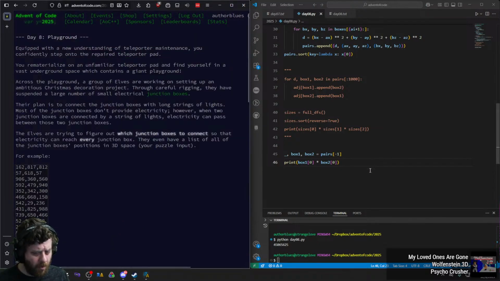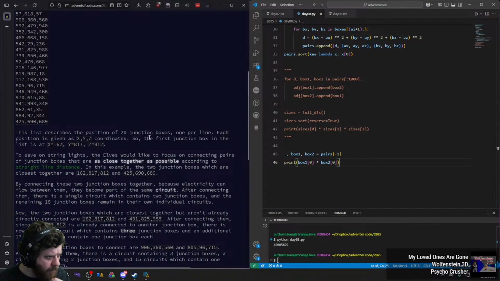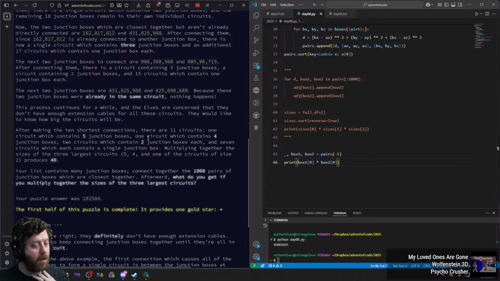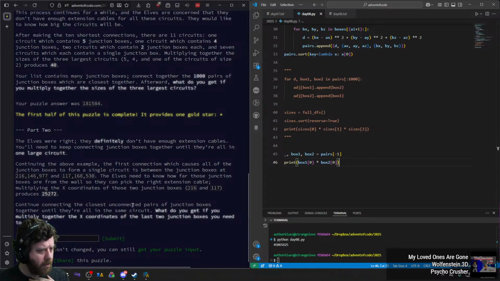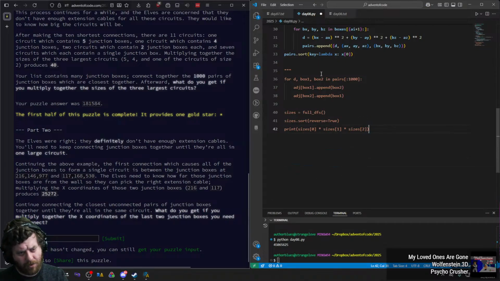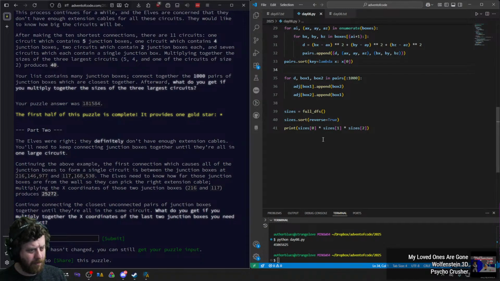Too low. Oh. Hold on. Closest unconnected pairs of junction boxes until they're all in the same circuit. That's a little less easy. That's a little less easy. Okay, I was wrong. I misread the problem.